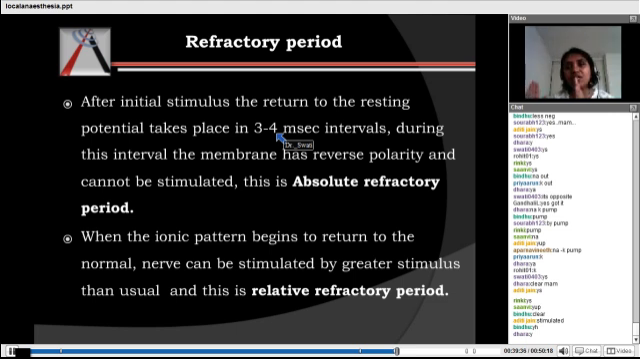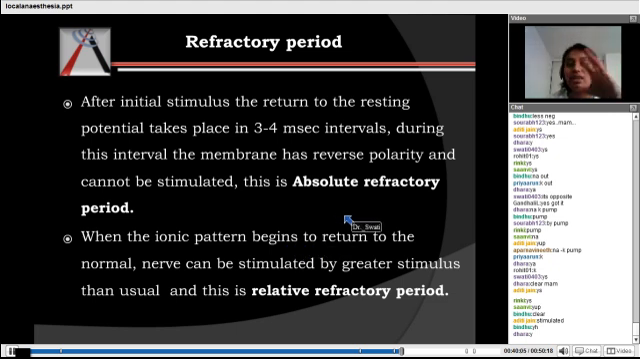No action potential will actually be working. In the first 3 to 4 milliseconds, all this happens in milliseconds. It's not a very long process. So what happens here? In the first 3 to 4 milliseconds, the nerve will not be excitable, or we cannot stimulate the nerve, and this period is called the absolute refractory period.